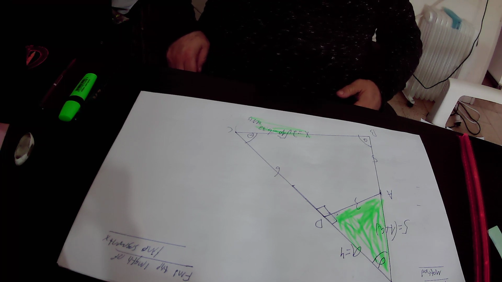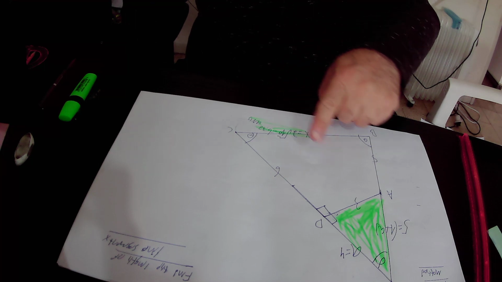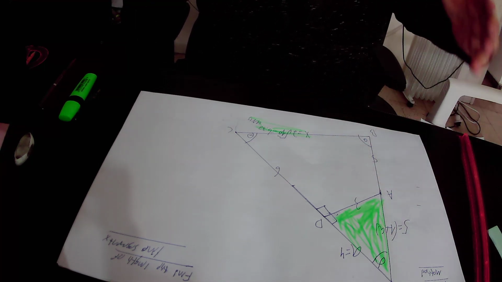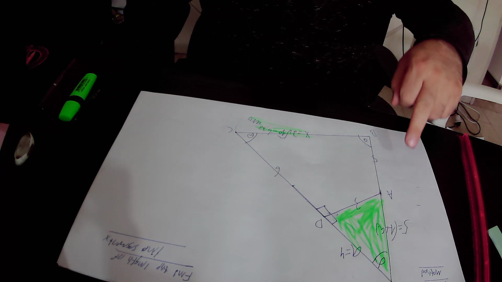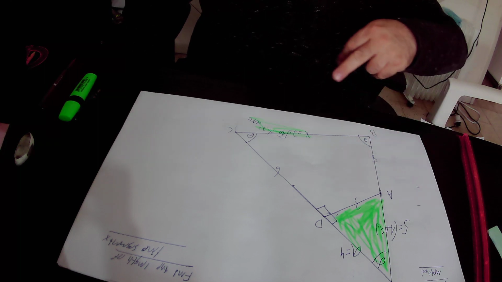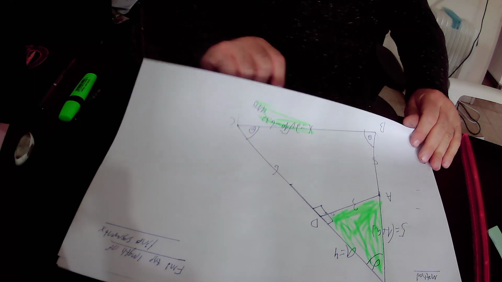In the first step we did the construction. We extended side BA and side CD until they intersect at point E. Point E is the intersection point of the extended BA and the extended CD. So this creates triangle EBC. In triangle EBC we have two angles that are equal to each other, both equal to theta.